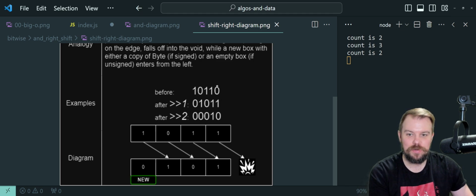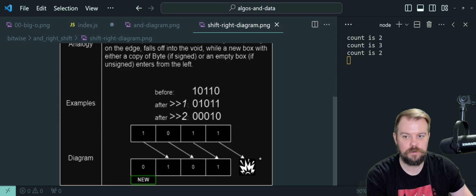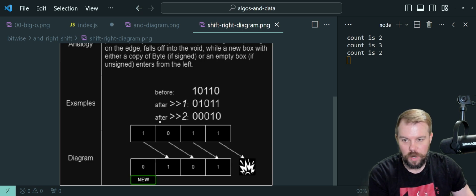So basically, this 0 falls off into the void and explodes. So we wind up with 1, 1, 0, 1, and then because we're doing a positive integer, it fills in with a 0 up front right there. And that's what happens. So that's why we get 0, 1, 0, 1, 1, and the final 0 has fallen off the cliff.